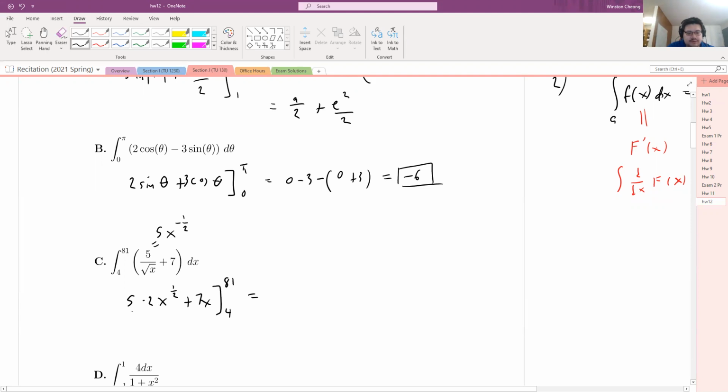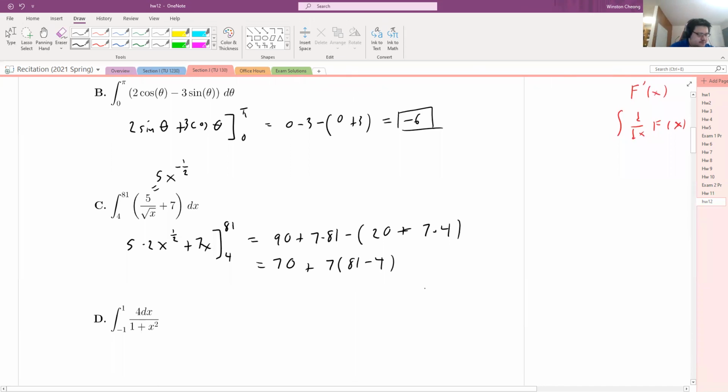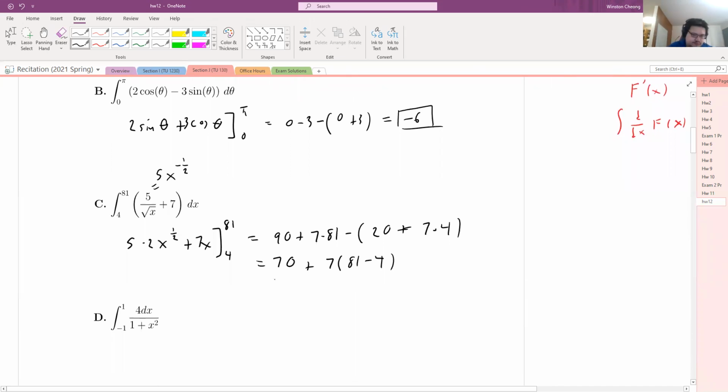Okay. So this is just 10, and I just need to take a square root. Okay, so this ends up being a 90 plus 7 times 81 minus 20 plus 7 times 4, which is a 70 plus 7 times 81 minus 4. So there's a way you can compute this by hand, like minimally, without doing things that are too annoying, but which kind of involved, the way I did it was something like this, but I'm just going to skip to what the actual final answer is, 609.